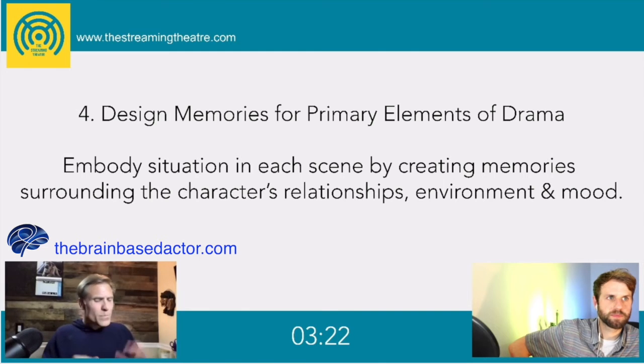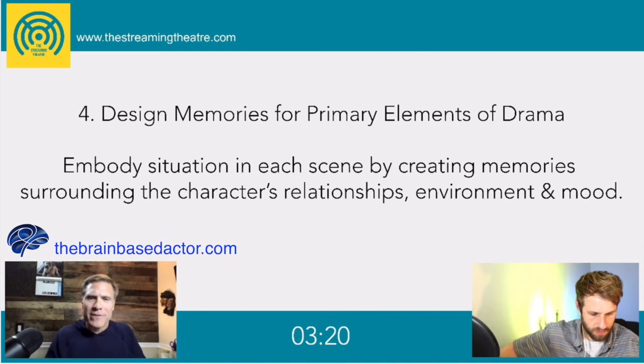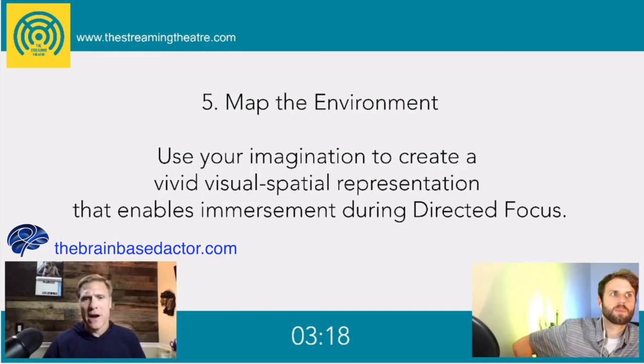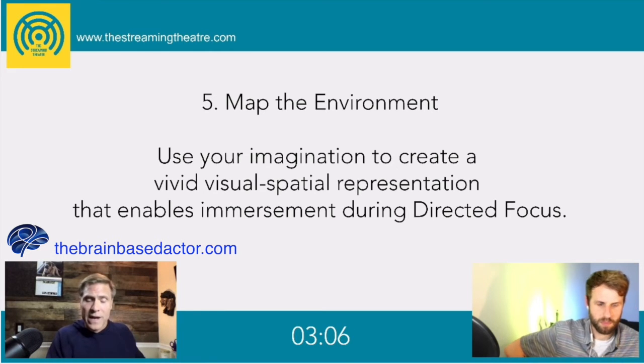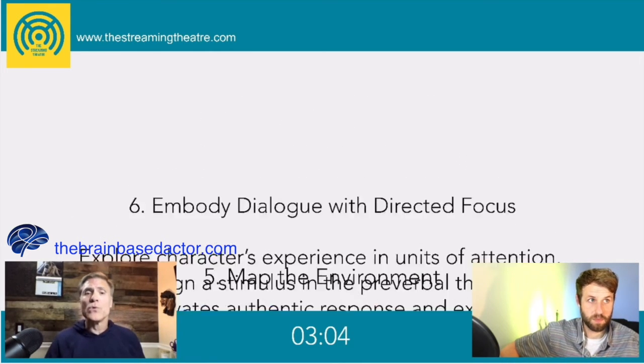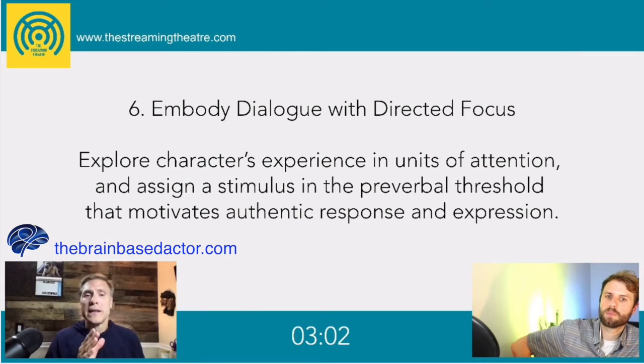Okay, we're coming up to steps 5 and 6. Now, step 5 is called mapping the environment. And then step 6 is called directed focus. Okay, so the two foundations of this brain-based perspective are memory design and directed focus. And directed focus is directing your attention to the relevant stimulus that is causing your character to respond.